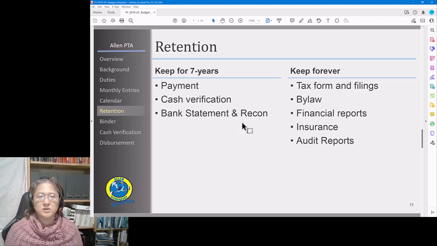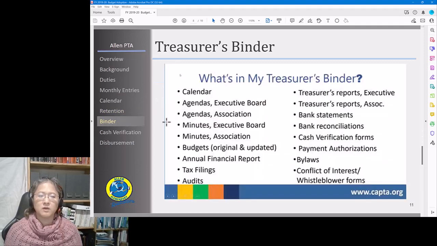Maintaining your records is important, so keep in mind retention. There are records we need to keep for 7 years, and there are records we need to keep forever. The full list is on the capta.org website. And straight from the California PTA, here's what you need to keep in your binder or folder as a treasurer. There is an exhaustive list, but this information is also available on the website and also on our Google Drive.